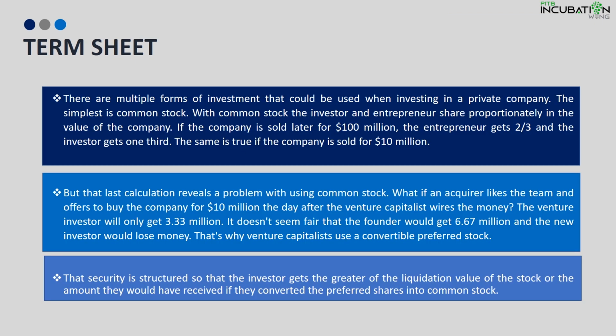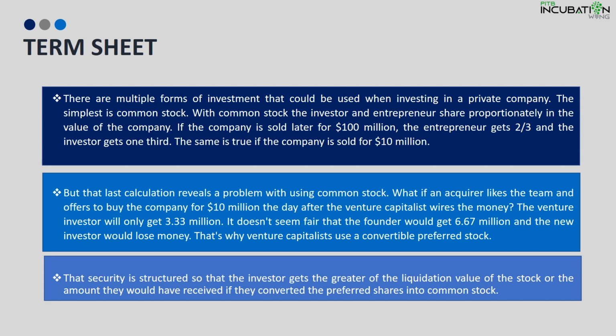Describing further the term sheet, there are multiple forms of investment that could be used when investing in a private company. The simplest is common stock. With common stock, the investor and the entrepreneur share proportionately in the value of the company. If the company is sold later for 100 million, the entrepreneur gets two-thirds and the investor gets one-third. The same is true if the company is sold for $10 million.